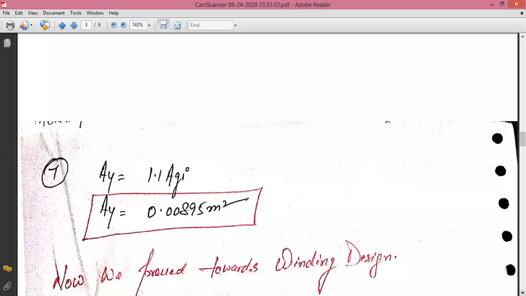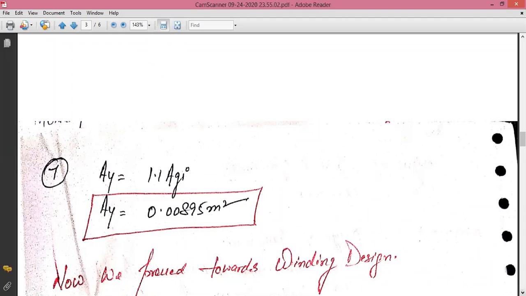So my humble submission to all of you, please keep your books and pens on one side. First of all, see how we design. After that, I will provide the study material in your WhatsApp group and also the video of this. You can watch the video again and again so that you can get an idea of how the winding design is to be calculated.